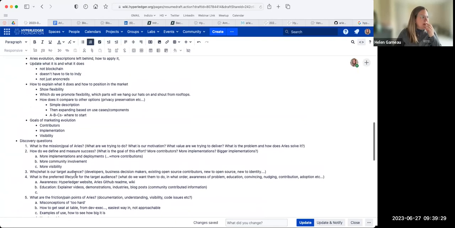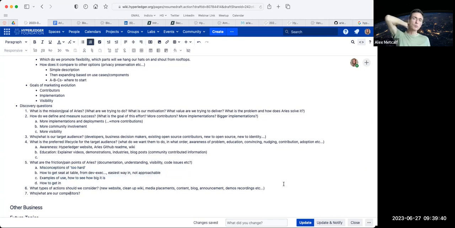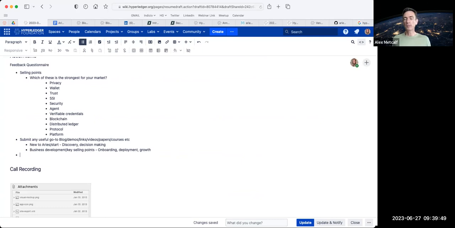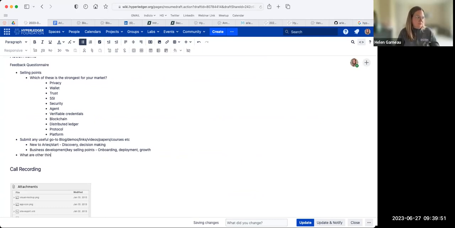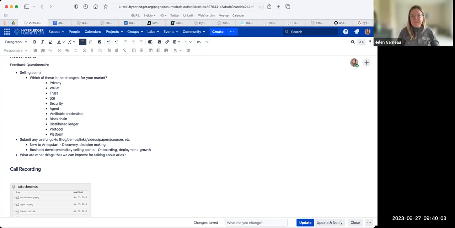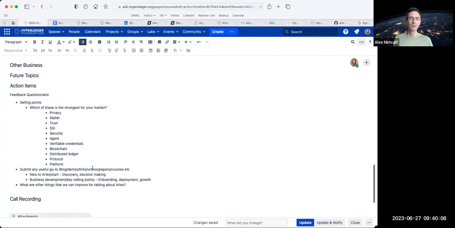Is there anything else we'd want to get feedback on in terms of pain points? I think we kind of know the pain points. Do we have a free text option at the bottom of the questionnaire? What are other things that we could improve for how we talk about Aries? Just leave it really open and see where they go with it. Because we're not doing thousands of responses, we're not going to get overwhelmed. We're going to get like six. Six would be awesome. So go at it, use your free text, just put your thoughts out there.